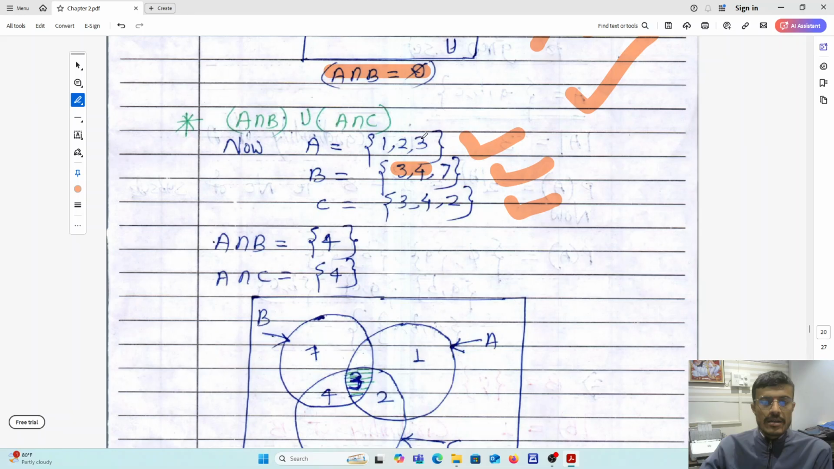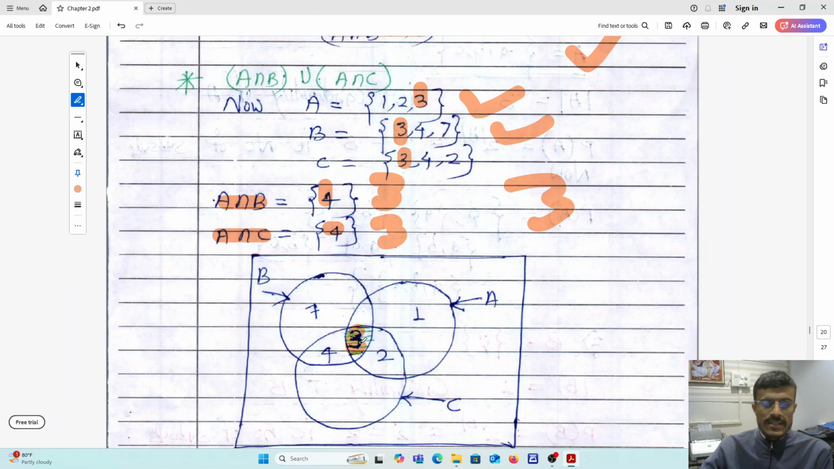Just wait, A intersection B has the common element 3, sorry for the mistake. So this 3 is the common element, so rather than 4 you have to mention 3 here. Then A intersection C, again 3 is the common element, again you have to mention it over here. And (A intersection B) union (A intersection C) gives you the common element 3.